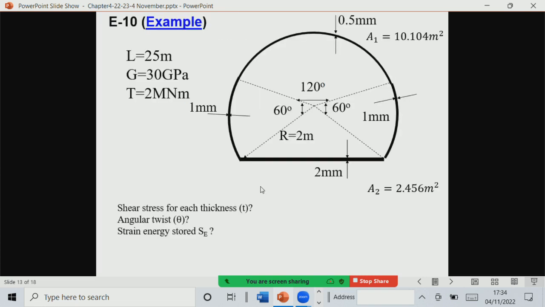The first one is relatively easy. It's a single cell, so we've got the length, material property, shear modulus, the torque applied, and the thickness is variable. So these two curved panels are 1 millimeter thick each, and the top one is 0.5 millimeter. Using this radius, we can easily calculate the area enclosed by the perimeter, which I've already done for you. There are different ways of doing it. You can say this part is 2/3 of a full circle, so you can find this region, which is 2/3 of a full circle, and then add the area of this triangle. There are different ways of doing it. I'm sure you learned during GCSE, maybe before that.